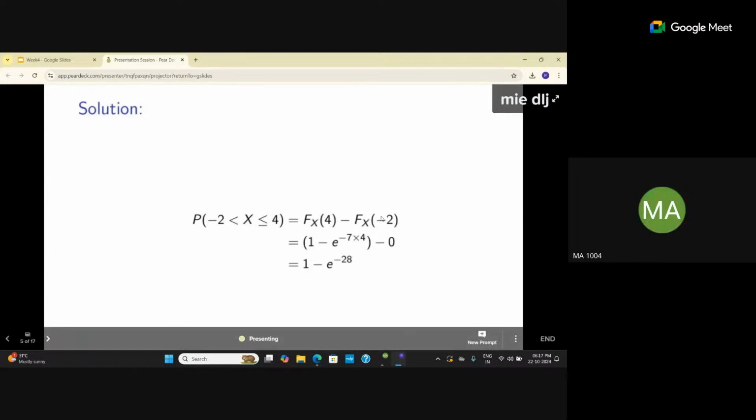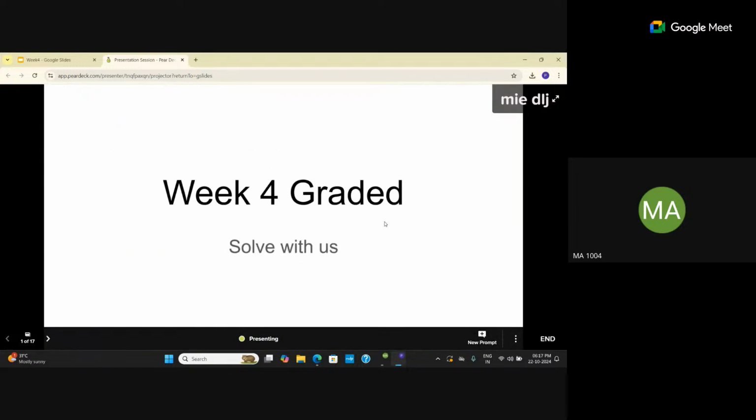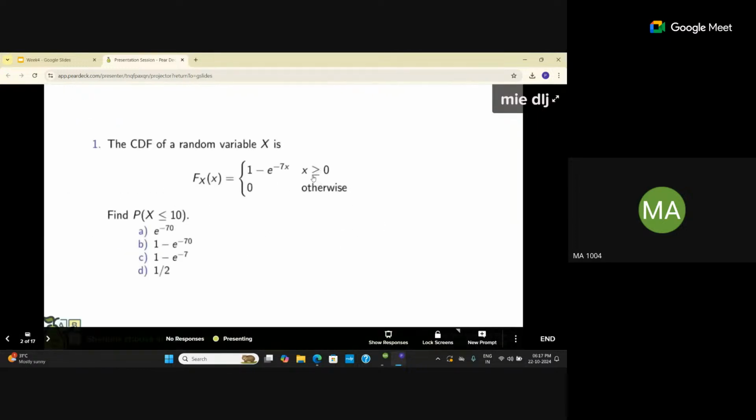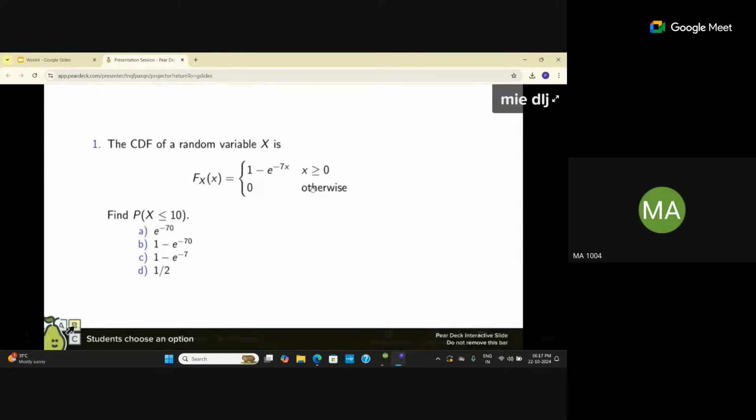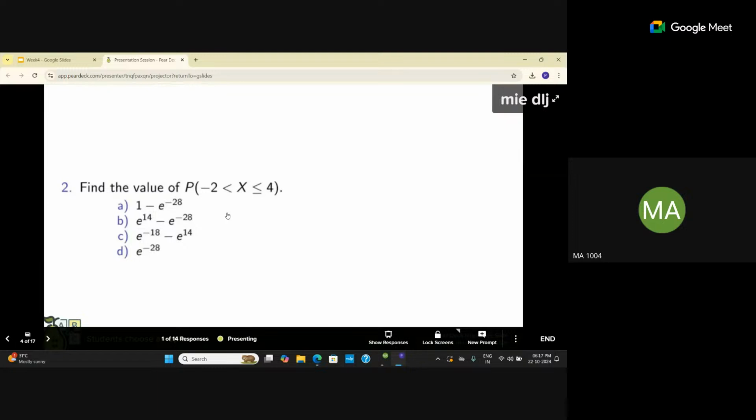Okay, and now we have to find the CDF at point minus 2. In the given CDF, you can see that x is taking values greater than or equal to 0, and otherwise it is 0. So at point minus 2 it will be 0. This is clear. Yes, ma'am. So the value of F(-2) will be 0. So this probability will be equal to 1 minus e to the power minus 28, which is option number A.